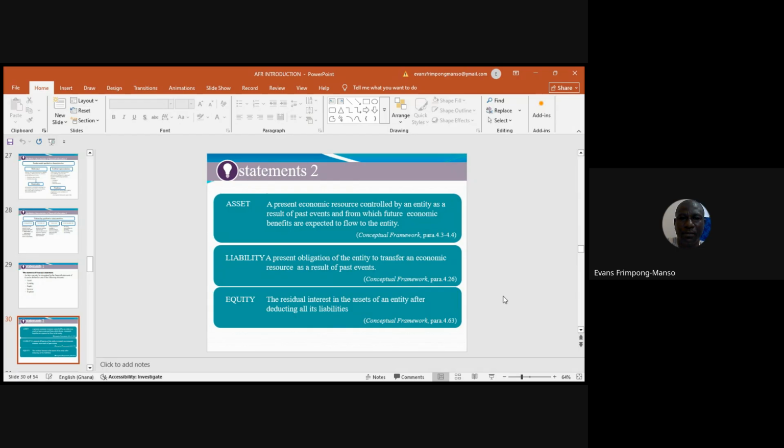So if in examination I ask you to write short notes on the following, column 1, assets, you have to know that an asset is the present economic resource that an entity controls as a result of past events and from which future economic benefits are expected to go to the entity.